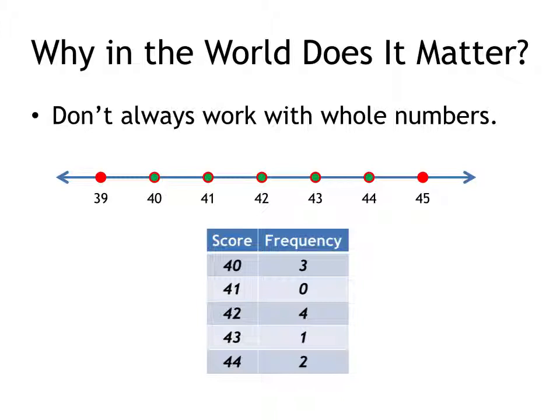And the second reason is that when we group the scores into an interval, we use the midpoint to represent all of them. So instead of there being 3 40s and no 41s and 1 43, instead we use the midpoint of 42 and we say that there were 10. The frequency is 10 at a midpoint of 42.